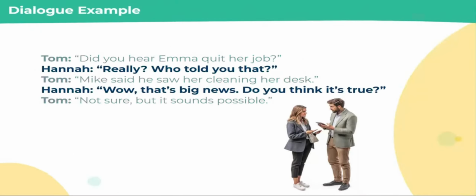So let's look at a dialogue example. Did you hear Emma quit her job? Really? Who told you that? Mike said he saw her cleaning her desk. Wow, that's big news. Do you think it's true? Not sure, but it sounds possible.